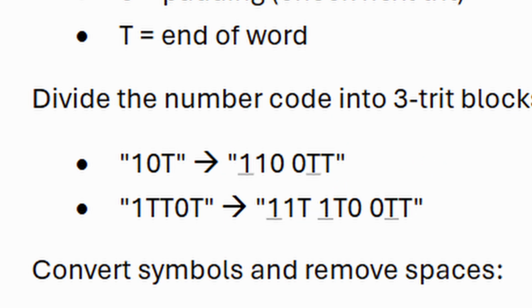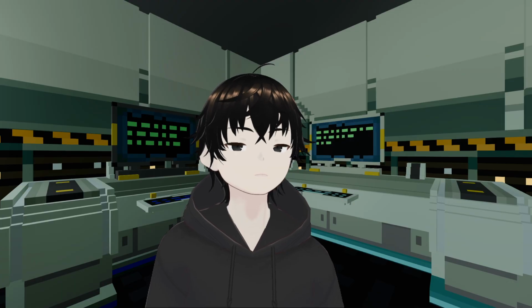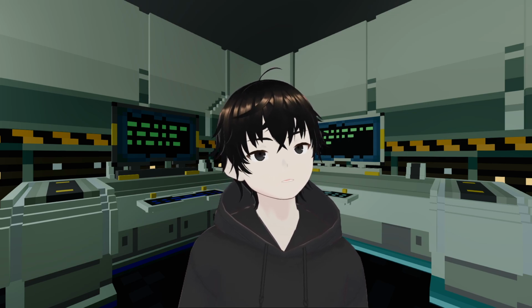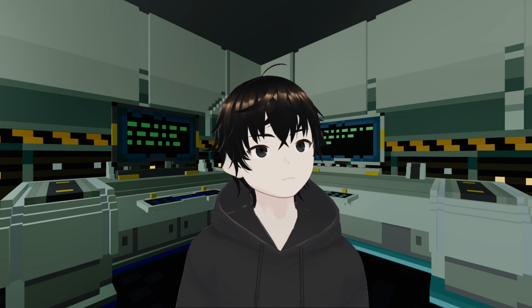To get back the original number, you read each block until you find one that starts with a T, that means it's the end. Then you remove the first digit and put the other digits together. If you're confused, don't worry, this takes some practice. It's time to look at the words that match each number code. Obviously most languages have a lot of words, so for Astralingua, I chose an easier process.